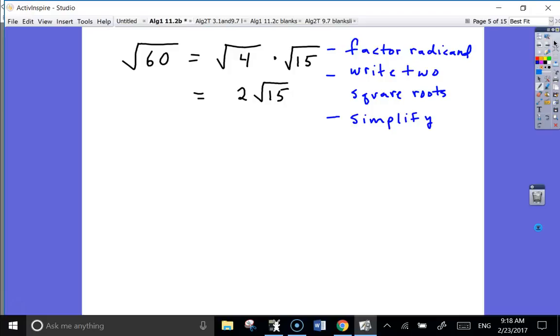Yes, 4 times 15 is 60. I'm just simplifying this line. Do you see where the square root of 60 is the square root of 4 times the square root of 15? I can split those up. I can always take the factors of a number and split up radicals into multiple radicals. Now, I'm just rewriting this line here.